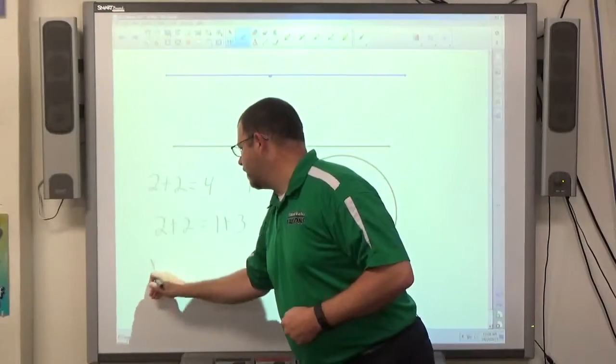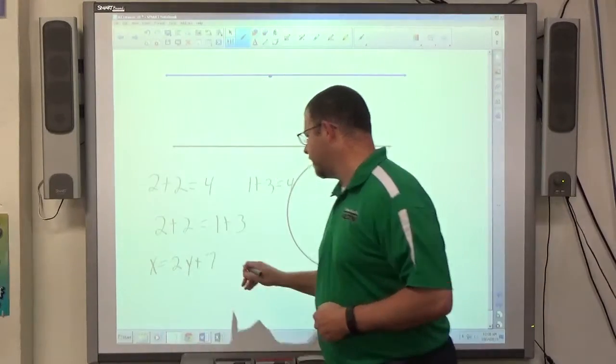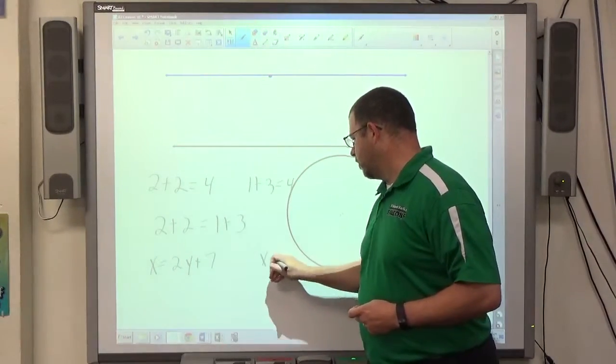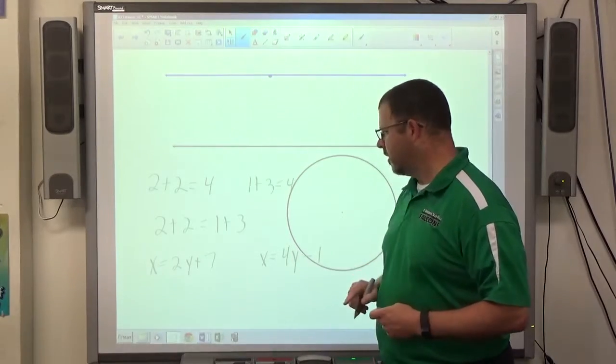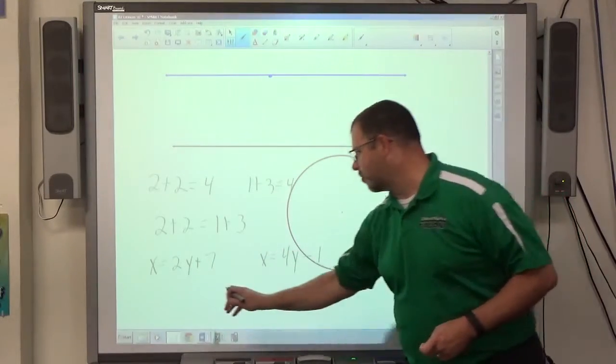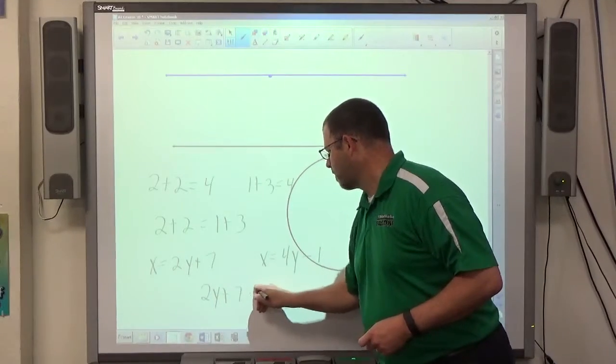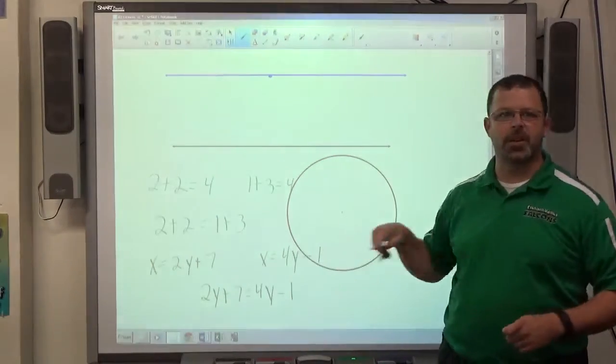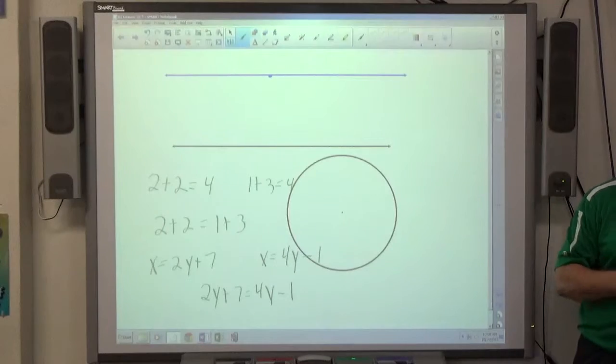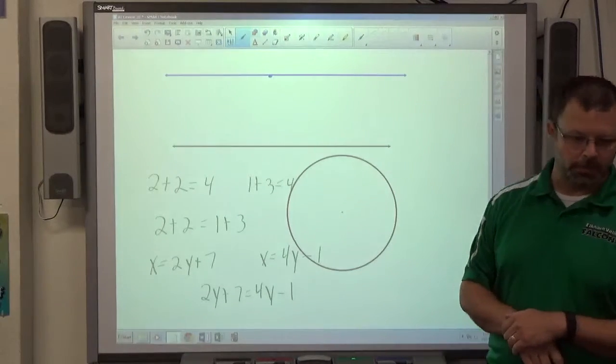Right? If x equals 2y plus 7 and x equals 4y minus 1, then 2y plus 7 equals 4y minus 1. You might recognize that as substitution. We've already done that this year. Things equal to the same thing are equal to each other.